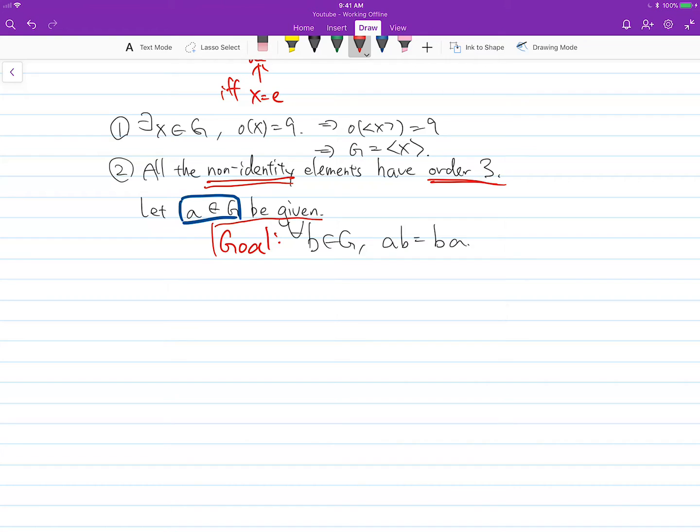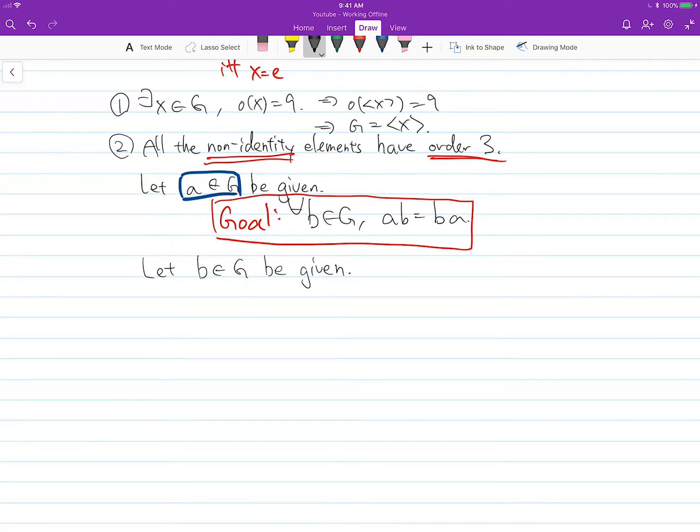So the goal was to show that for all B in G, AB equals BA. To do that, let's pick some B in G. So A and B are given, and if we can prove that AB equals BA, that means for any pair A, B, we get AB equals BA. So now we break this down into a few cases. A is the identity. Then it is pretty clear that AB equals BA.